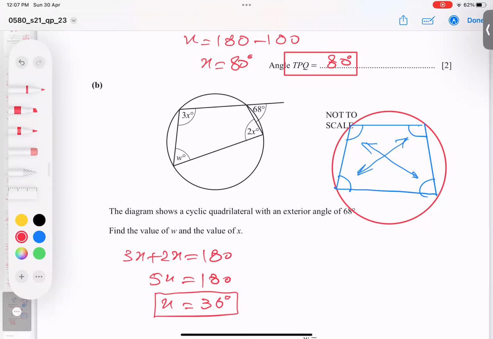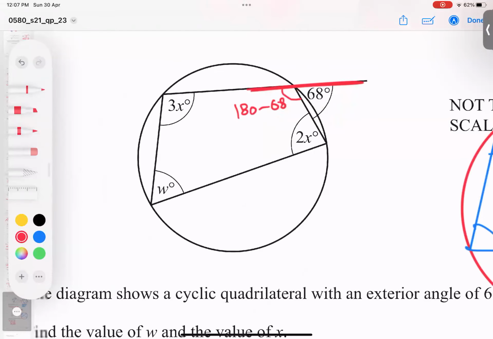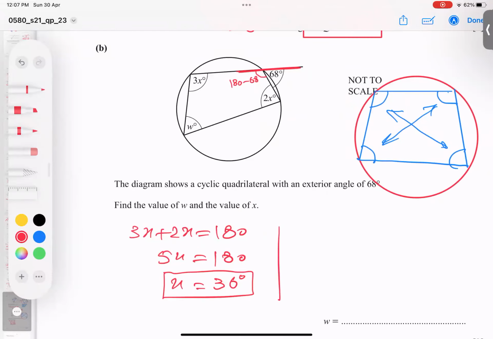What is left now? This is directly equal, but if you don't know, you do the other way. What is that way? This is how much? Because it is a straight line, this is 180 in total. How to get this angle? 180 minus 68. So if you subtract 180 minus 68, the answer is 112.